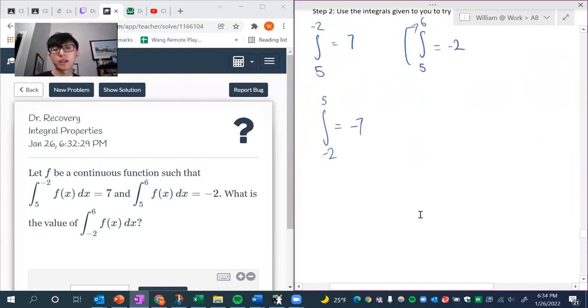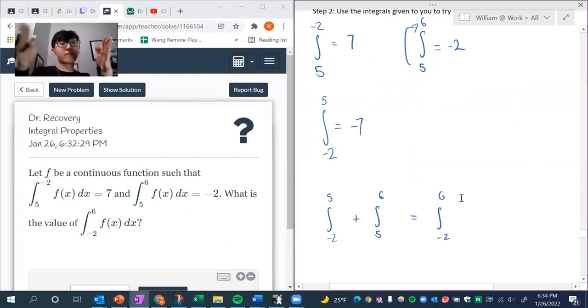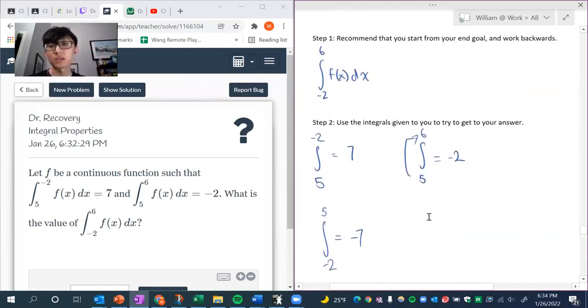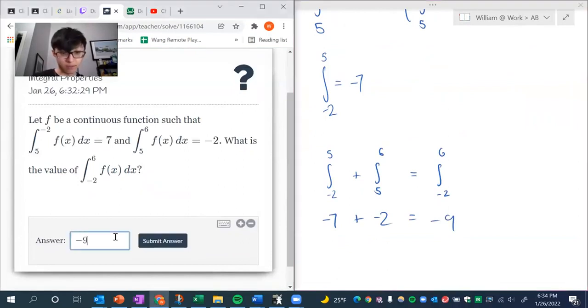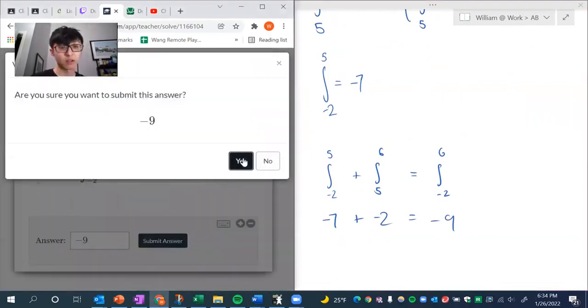Excellent. So now I have everything I need, right? So I take my integral from negative 2 to 5, I add it to my integral from 5 to 6, and that results in my integral from negative 2 to 6. Hopefully that makes sense. You have negative 2 to 5, then 5 to 6, so you have the whole thing from negative 2 to 6. Cool, and we solved this already. This integral is negative 7, plus the integral from 5 to 6 is negative 2, so that means my answer is negative 9. Let's do that, negative 9, submit answer.